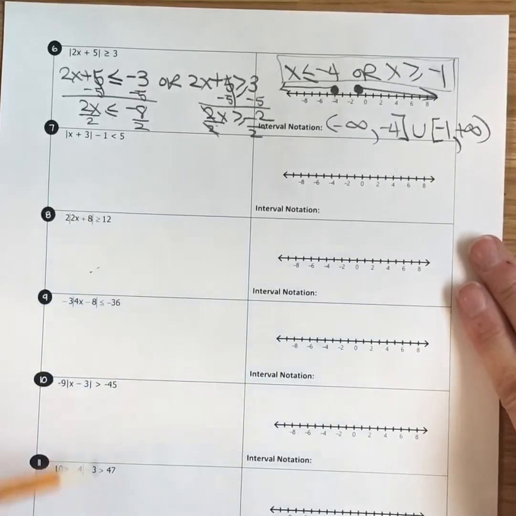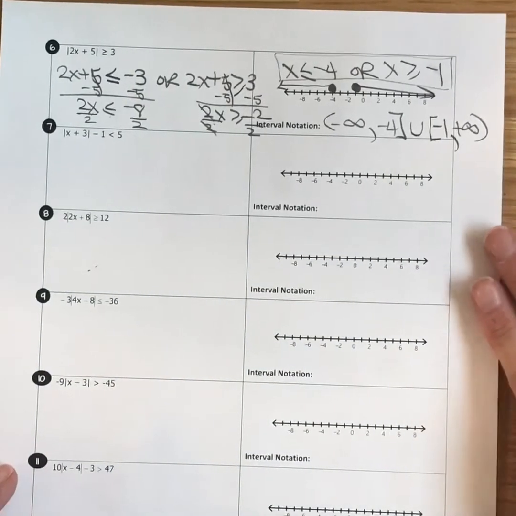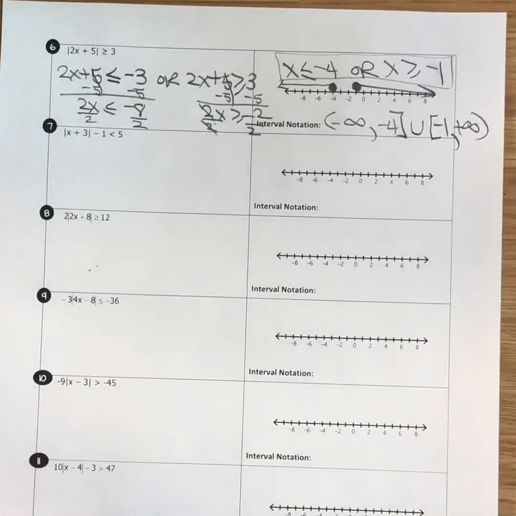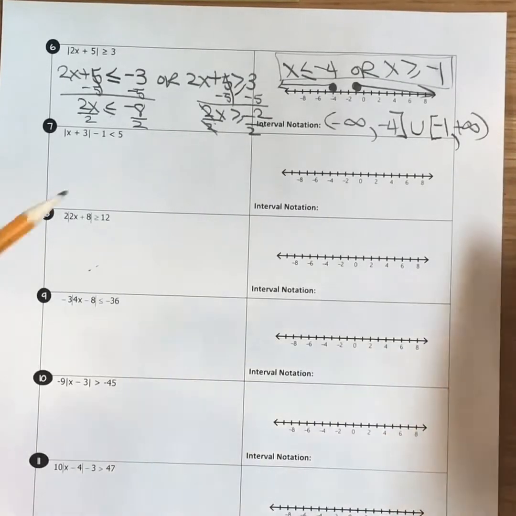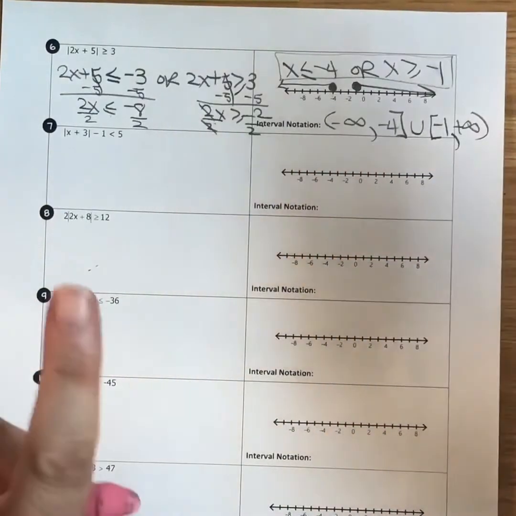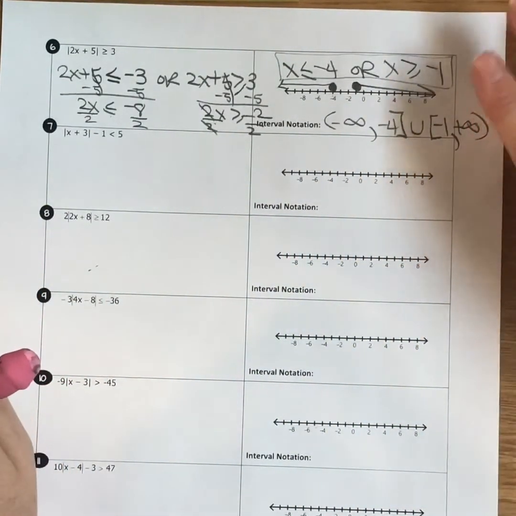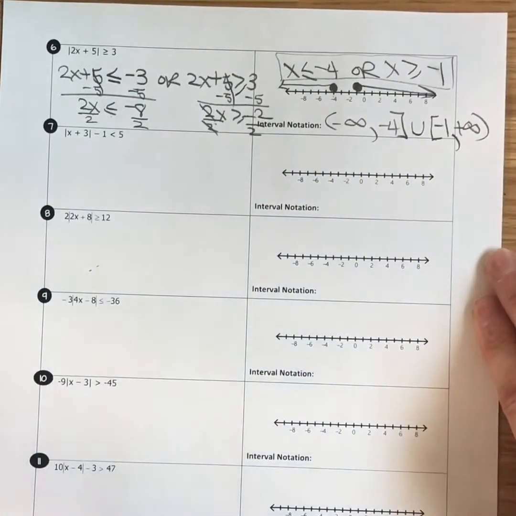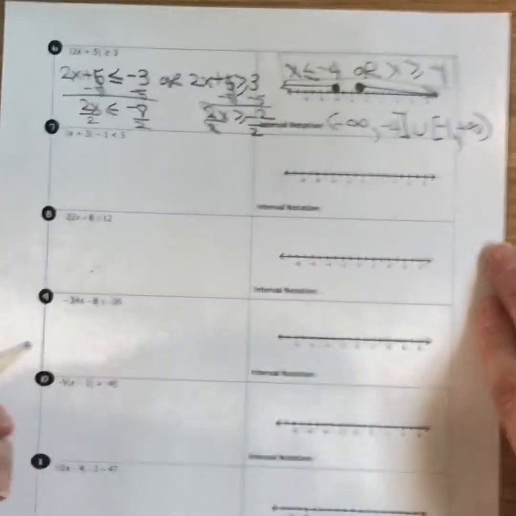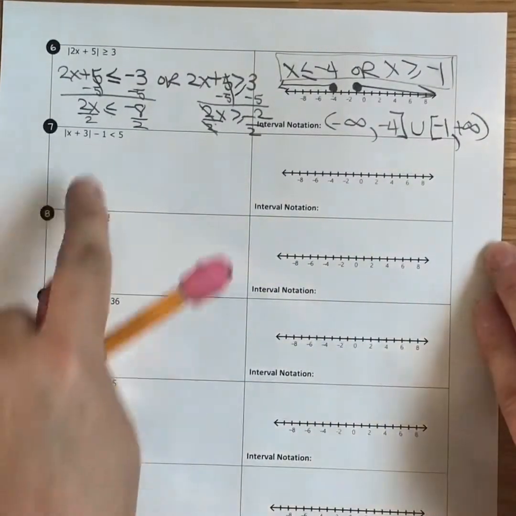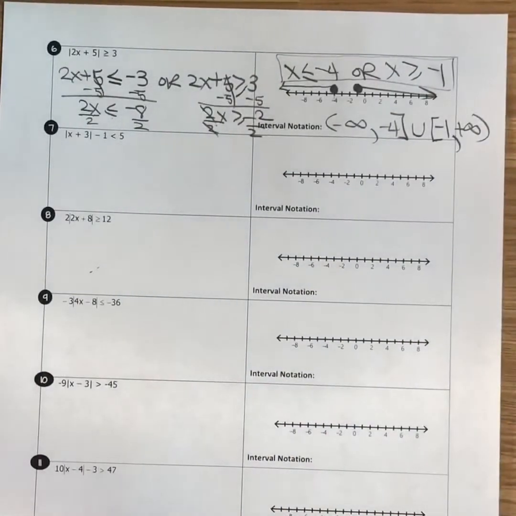Now, 7 through 12, these are considered to be my honors type questions. And what I mean by honors type question, if you're interested in getting an honors geometry recommendation from me, you're going to have to be able to master not only the 1 through 6 problems, but you'll have to master these problems.